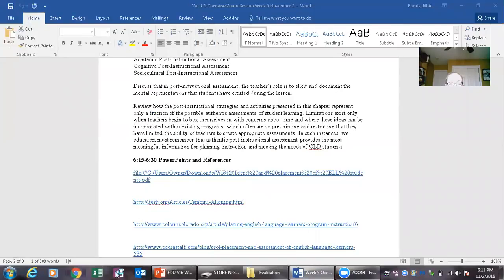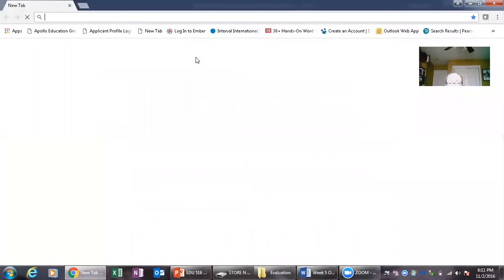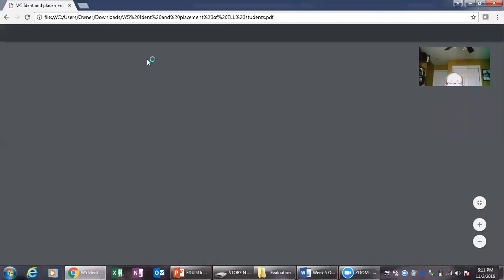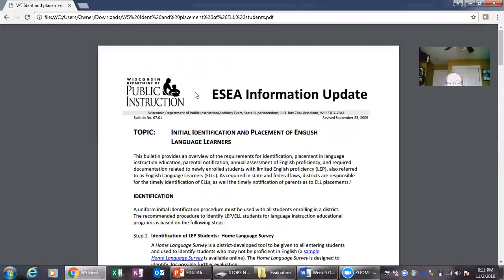The first reference I'd like to identify, one that's directly from our course, is from the Wisconsin Department of Public Instruction. This is the ESEA information update, revised 2009: the initial identification and placement of English language learners. It provides an overview for identification, placement in language instruction education, parent notification, and annual assessments for ELLs.